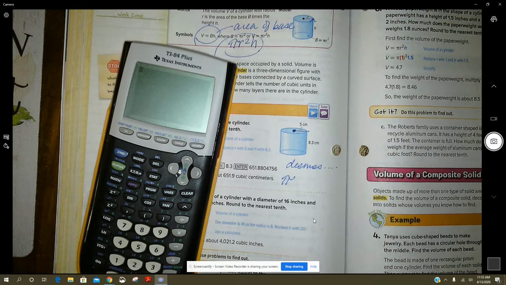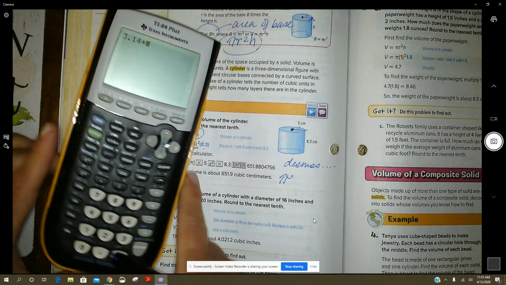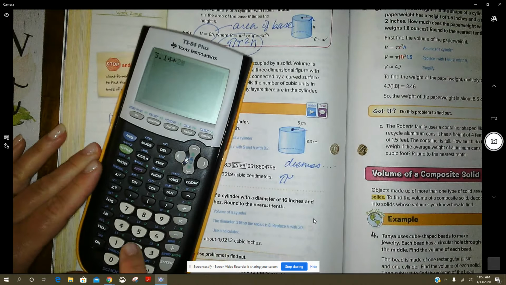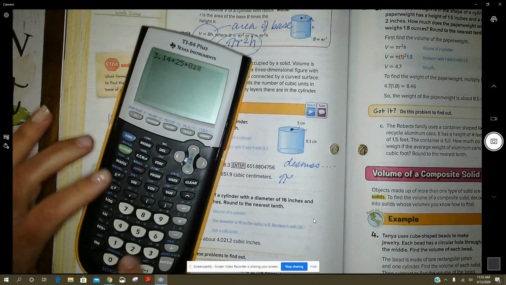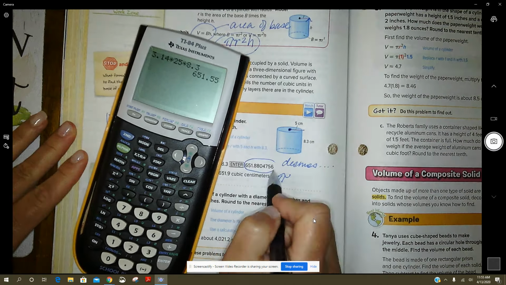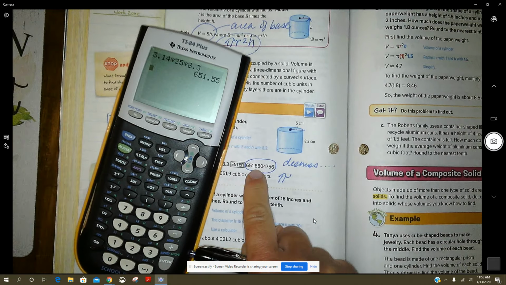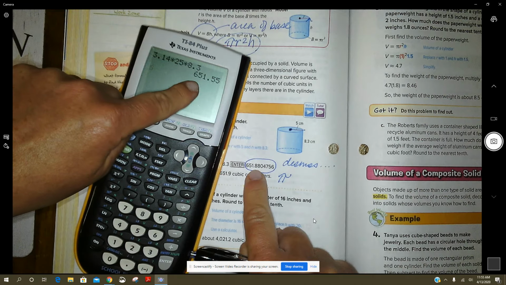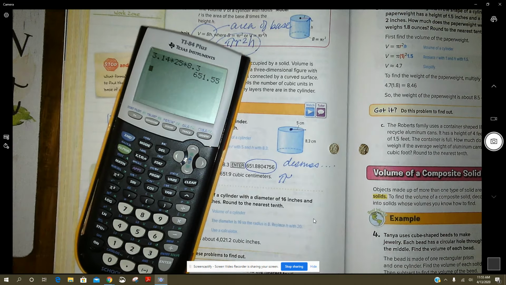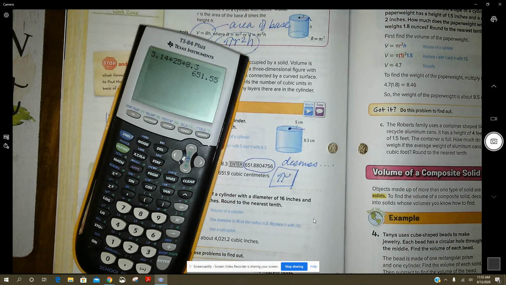If we just do 3.14, which is pi, right? And I do times 5 squared, which is 25, times 8.3, I'm going to get a different answer than what they got. Their answer is 651.88. I got 651.55. You want to make sure that you are using the pi button, okay?